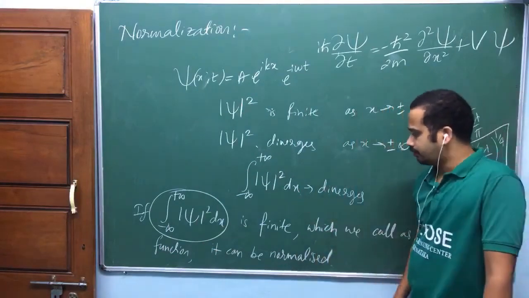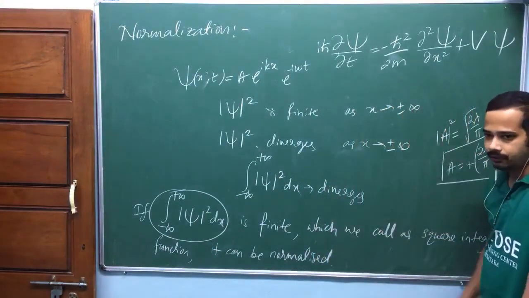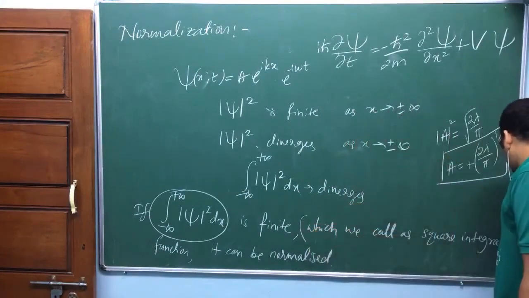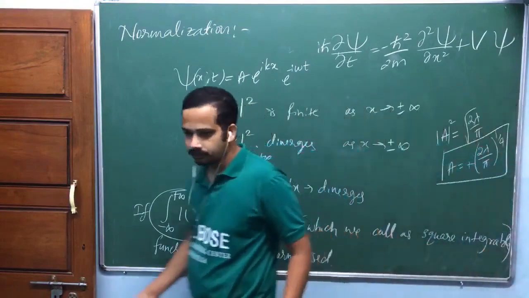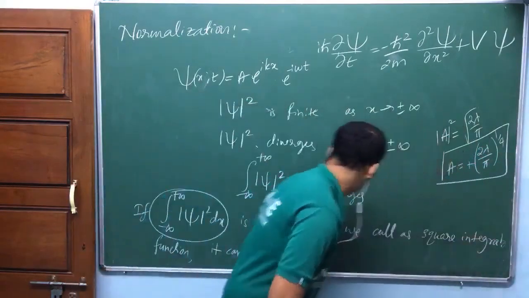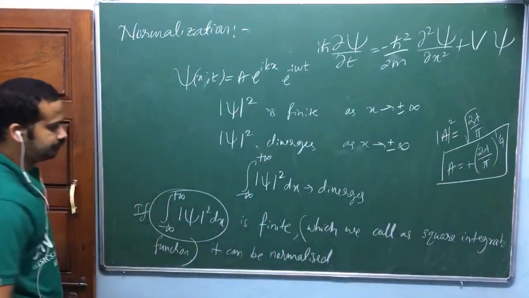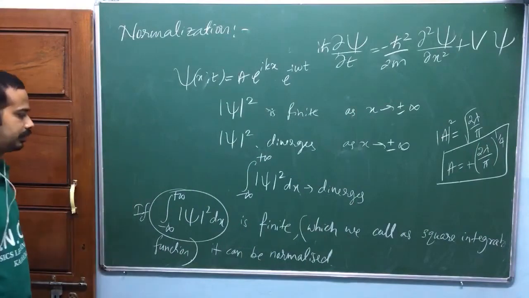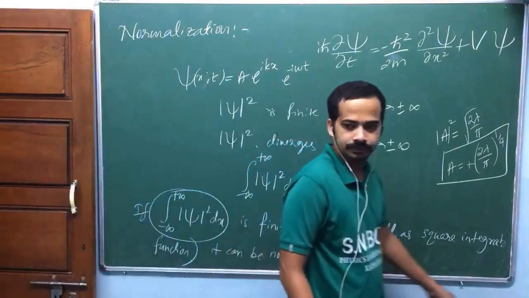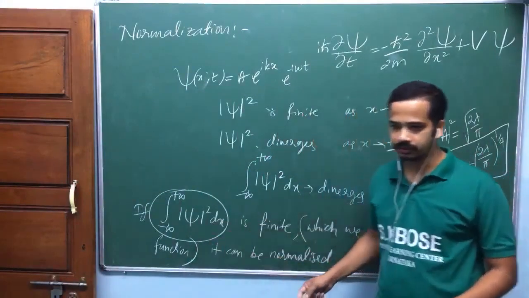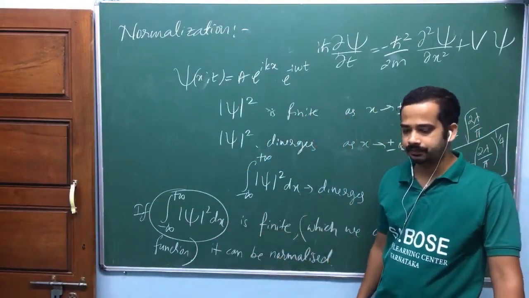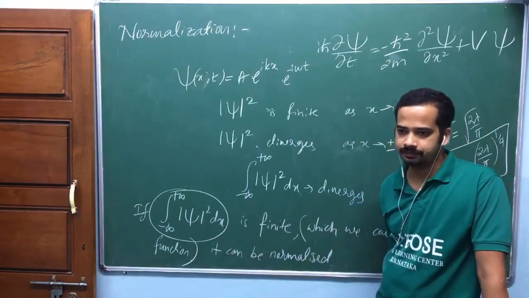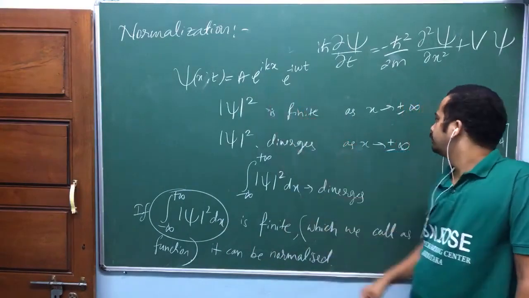If that integral is finite, we call that a square integrable function. You have to put this in a bracket, okay? Square integrable function. If we call it a square integrable function, it can be normalized, or it is normalizable. That psi can be normalized, okay? That's the idea. All square integrable functions are normalizable. This is not square integrable, okay?